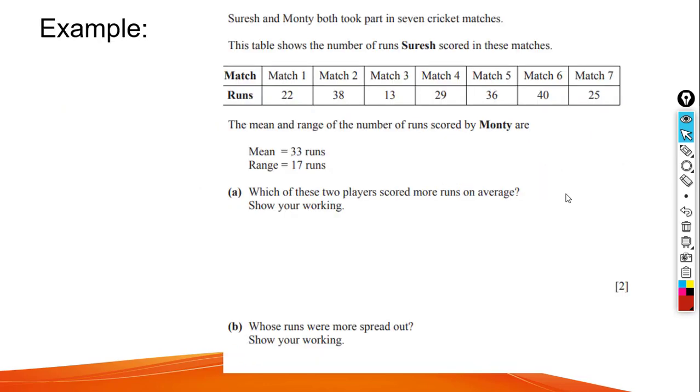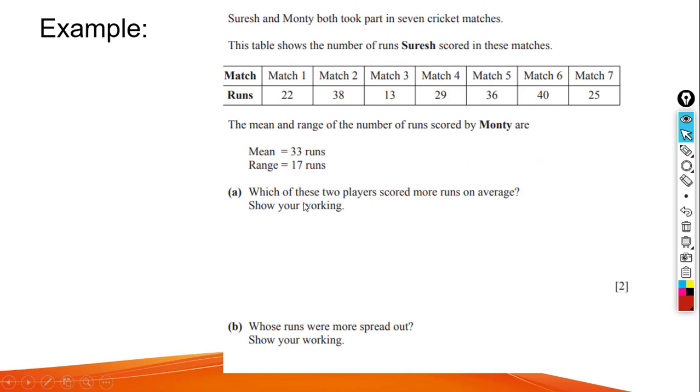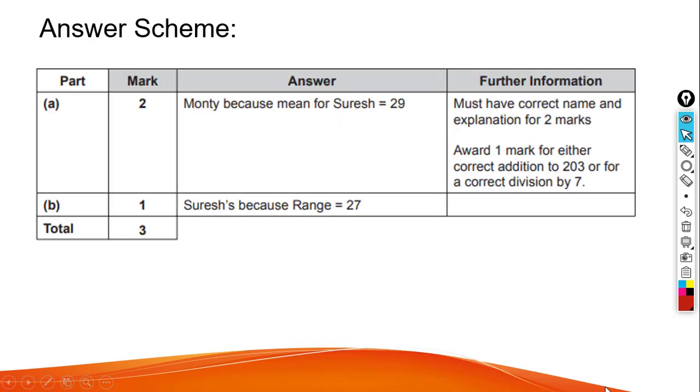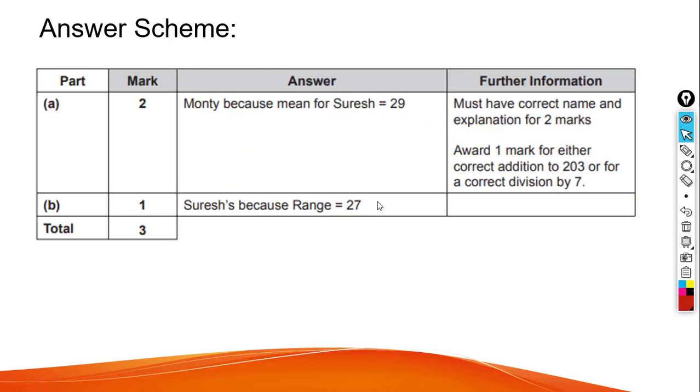Next question: whose runs were more spread out? Show your working. Spread out is basically the range, and Monty's range has been given. So for Suresh, how do you find the range? You find the highest number, which is 40, minus the smaller number, which is 13. So 40 minus 13 equals 27, and your working is that only. You write Suresh, because the range is equal to 27. Once you have done the working, you can state the comparison, whose runs were most spread out.